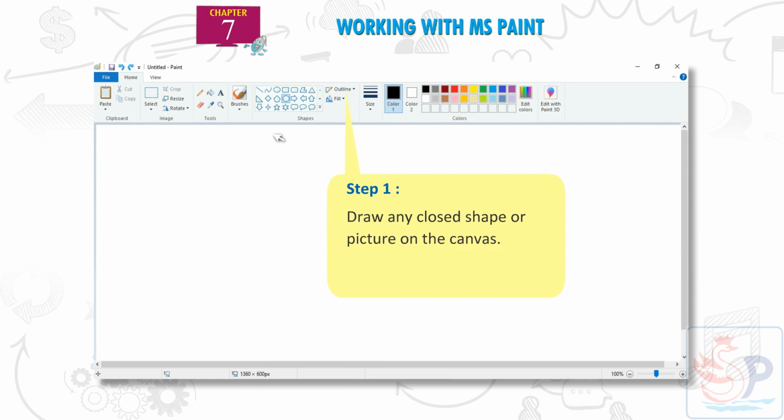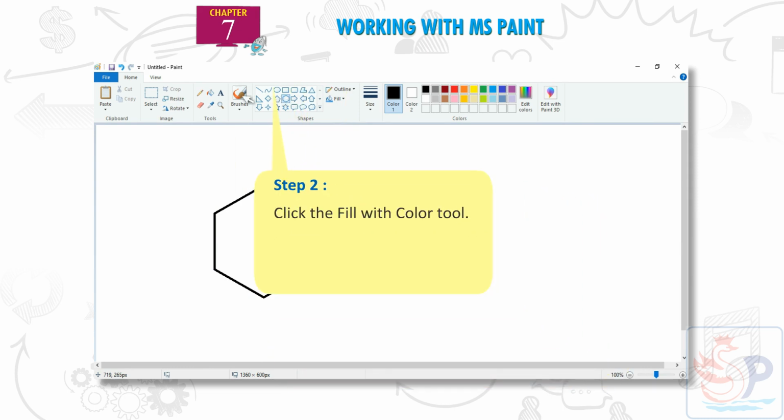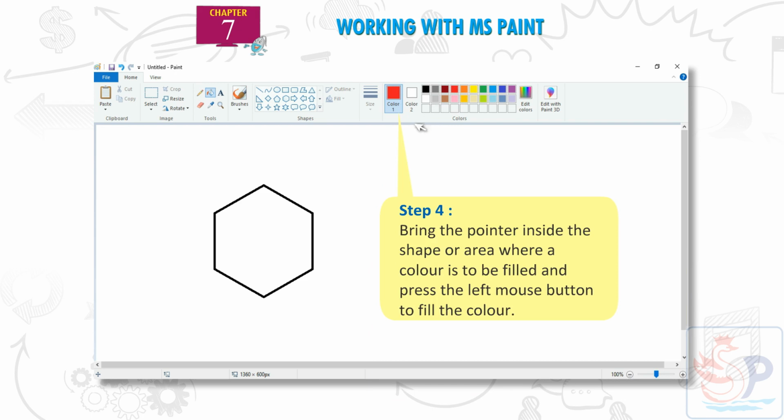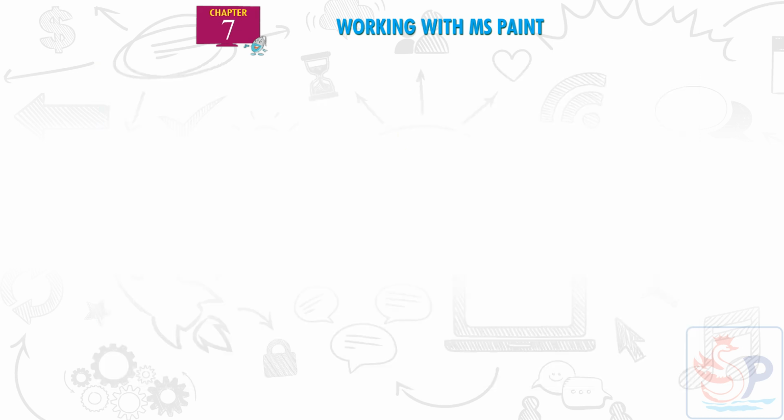Step 1. Draw any closed shape or picture on the canvas. Step 2. Click the Fill with color tool. Step 3. Click on the color in the Colors group that you want to fill in the shape. Step 4. Bring the pointer inside the shape or area where a color is to be filled and press the left mouse button to fill the color.